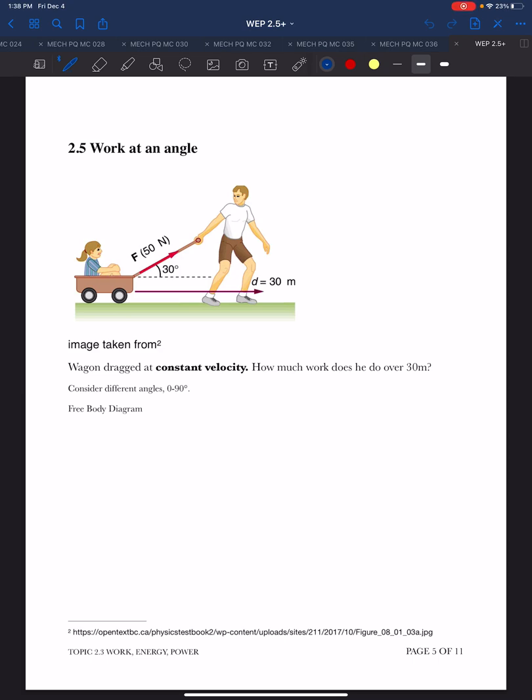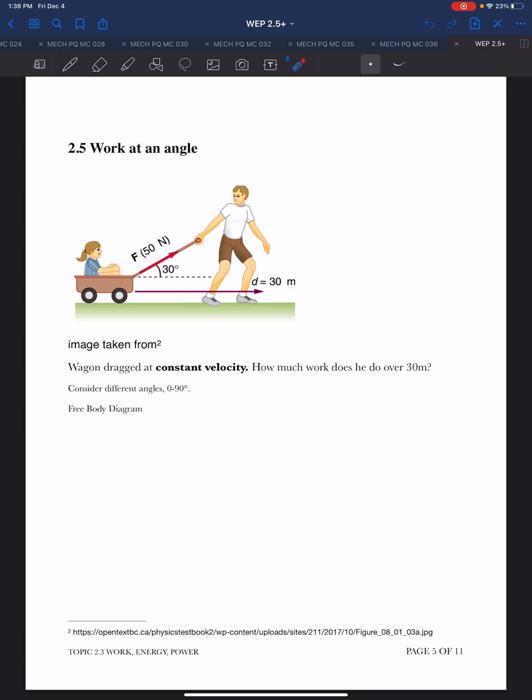So in this installment, we're going to look at work that's being done at an angle. We see this gentleman here, this dad, and his daughter in a wagon, and he is pulling her. And the question that we might be asking leading into this is, does it make a difference to change this angle? Does it matter if we change that angle?